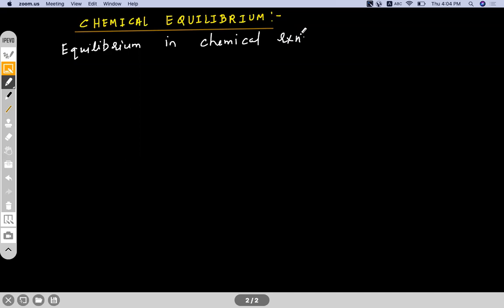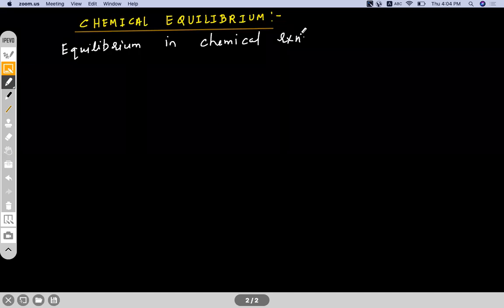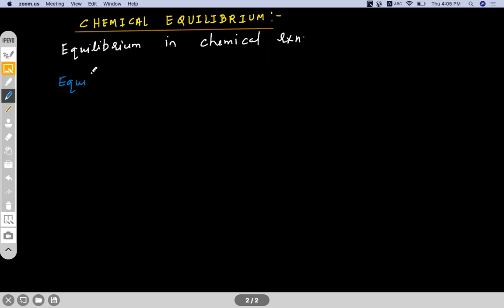Like what will be the effect of temperature? What will be the effect of pressure? What will be the effect of volume? Many other factors. Right. So first of all, this chapter is all about equilibrium. You need to understand what is equilibrium, correct? So what do you know about the term equilibrium itself? What is an equilibrium?